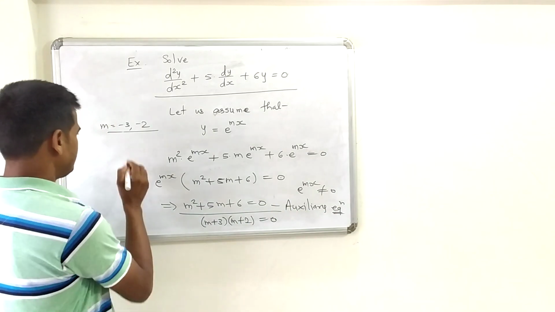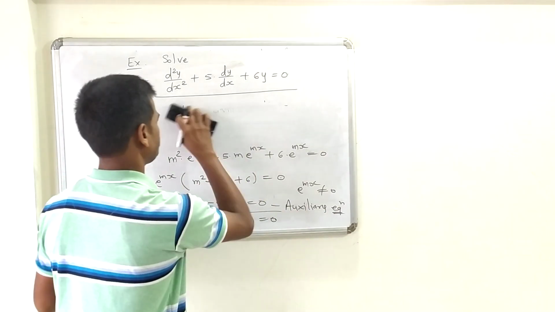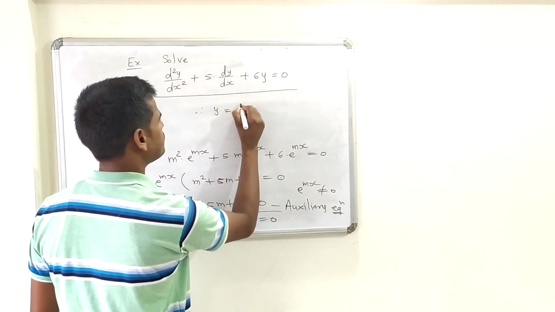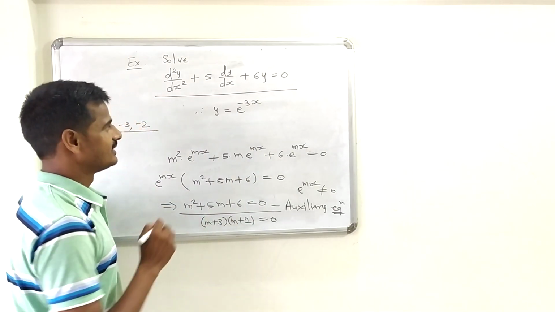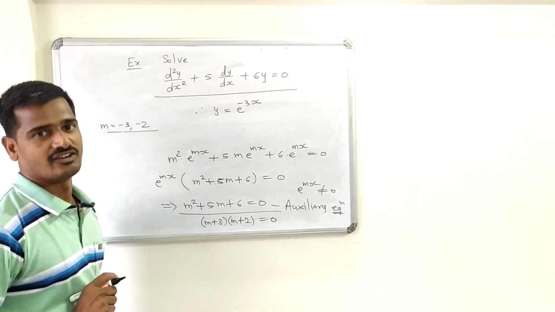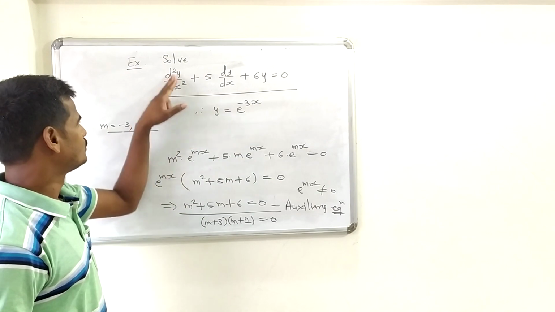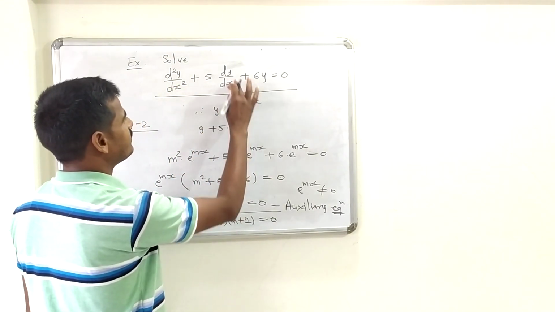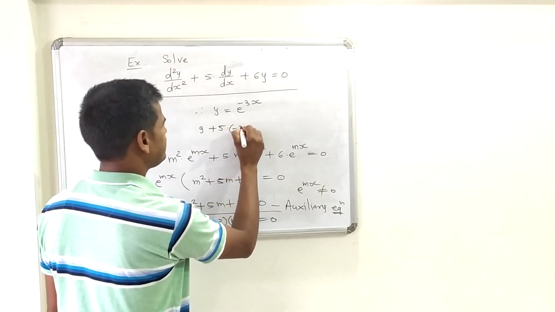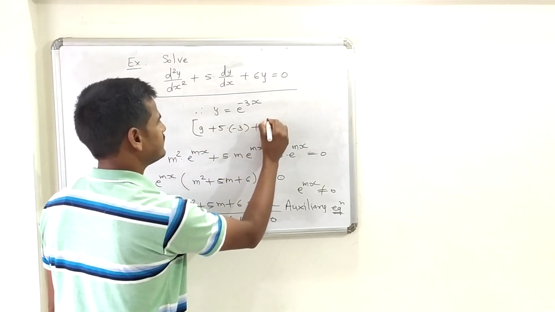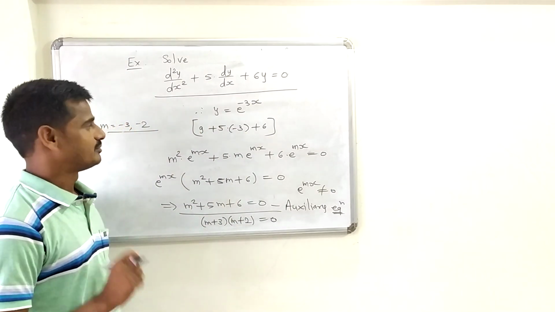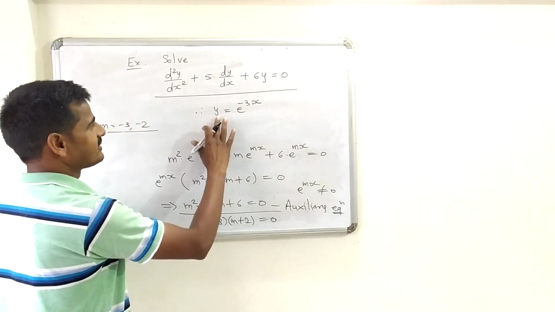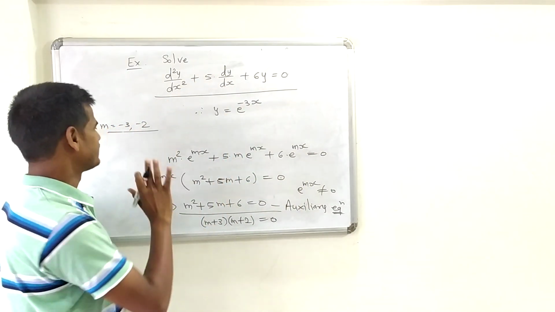Therefore, y is equal to e to the power minus 3x. This is a solution of the given differential equation. One can easily verify: the second order derivative gives 9, plus 5 into the first order derivative, that is minus 3, plus 6. So what is this? 15 minus 15. Okay, we have already verified. So y is equal to e to the power minus 3x is one solution.